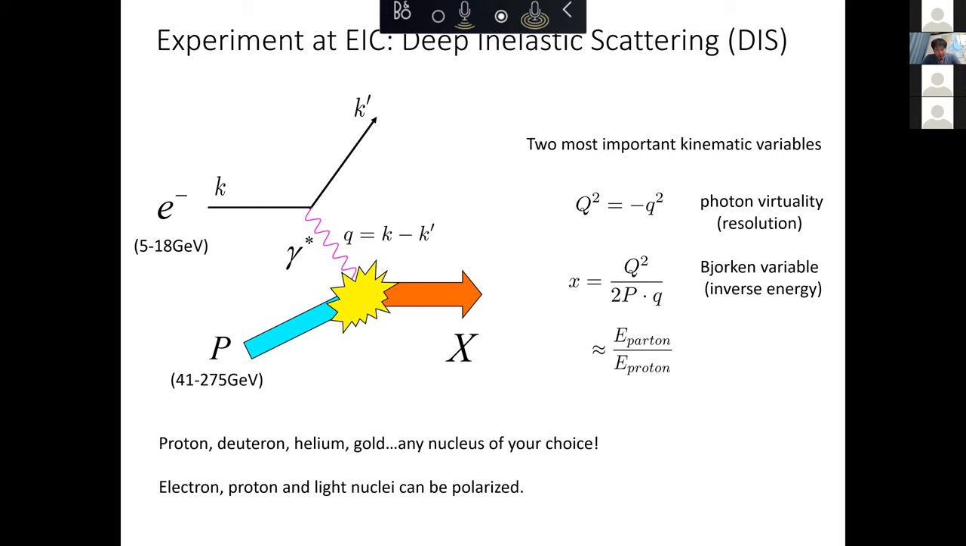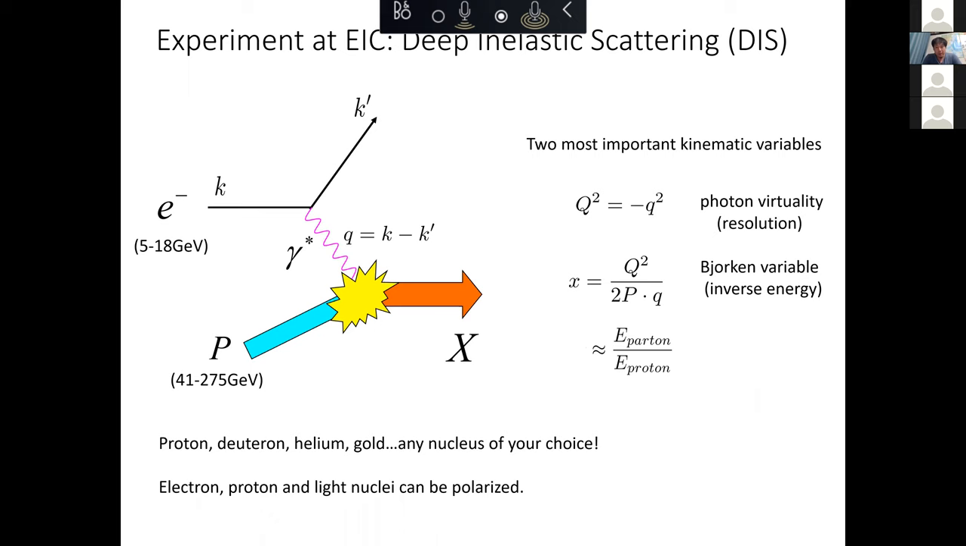And there are two most important kinematical variables to remember. One is Q squared, which is the virtuality of the photon. This is basically the resolution, which sets the resolution scale when you probe the proton or the nucleus in the target. And there is also the Bjorken variable x, which is basically the fraction of the proton momentum carried by the quarks and gluons.